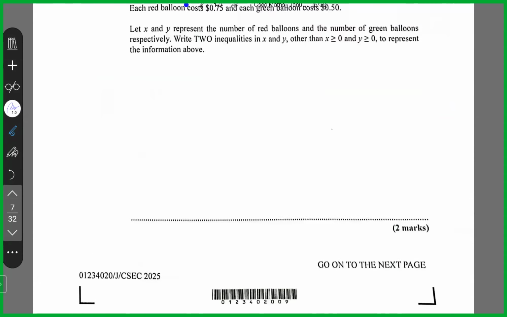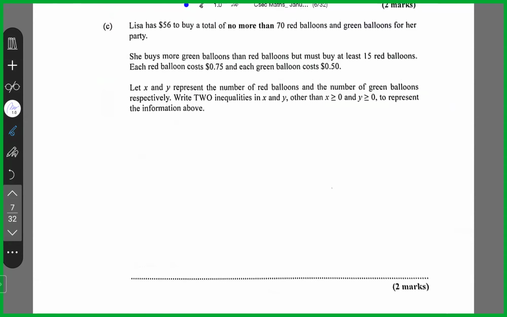All right, here's what this says. Lisa has $56 to buy a total of no more than 70 red balloons and green balloons for her party. So she has $56 to spend, and she's buying 70 balloons. The two colors are red and green. She buys more green balloons than red balloons. Keep going.